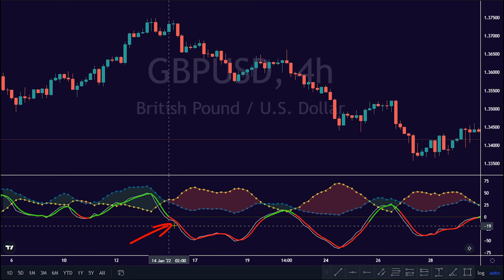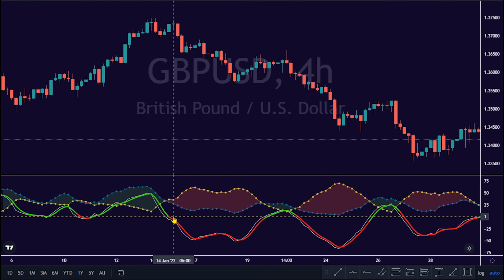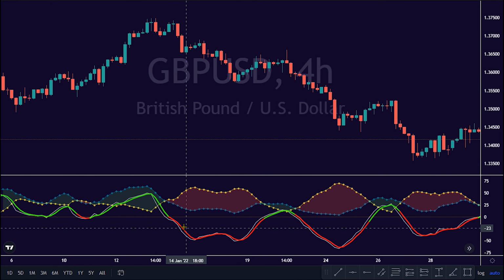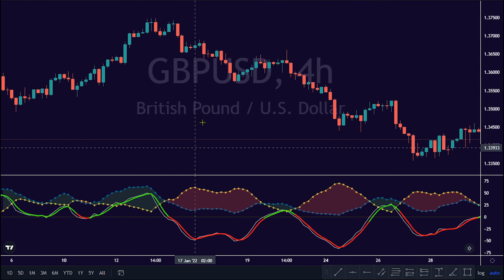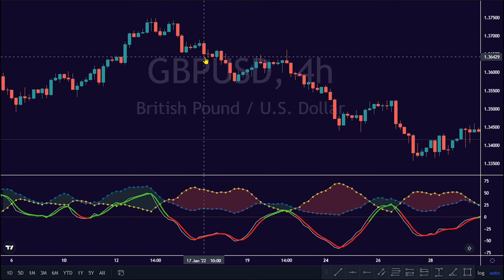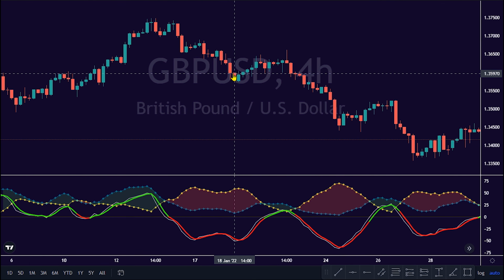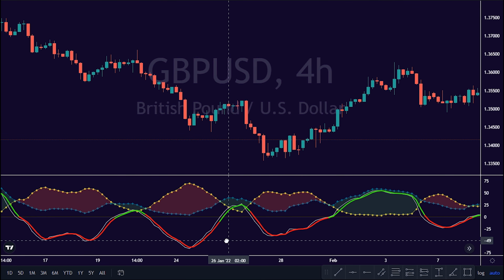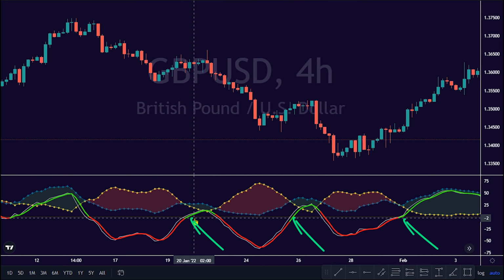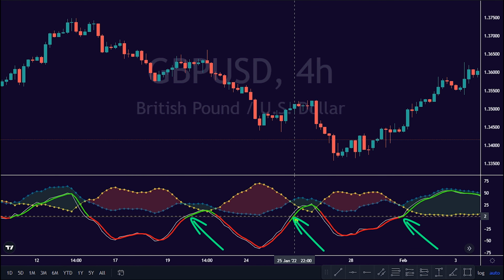As we can see here, the red line, below zero, reflects that the sellers have control, and we should favor short positions or consider closing our long position. When should we close our short trades? The green line, above zero, reflects that the buyers have control, and we should favor long positions or consider closing our short position.